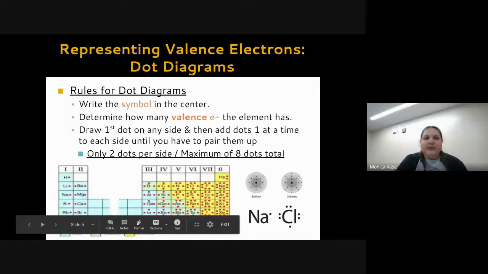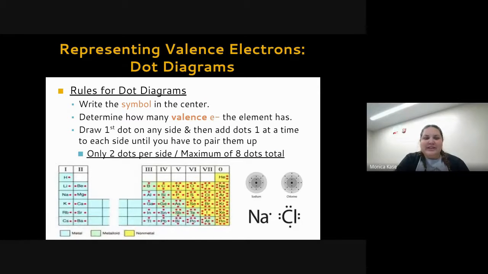All right, and then representing valence electrons using the dot diagram. This is one of my favorite things to do, is using dot diagrams. So when we are utilizing dot diagrams, the first thing we are going to do is write the symbol in the center. As you can see down there on the bottom right, we've got two elements. So Na, that would be one of the symbols, right? Capital letter and then a lowercase following it for sodium.